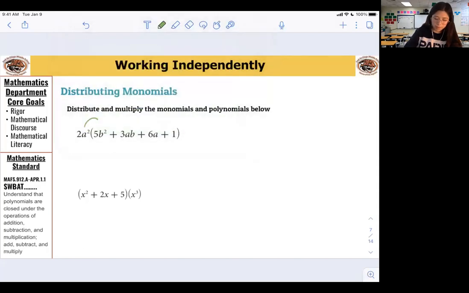let's do it step by step. 2a squared times 5b squared. Multiplying the coefficients, what do I get? 10 AB. So I get 10 as the coefficient, and then a to the power of 3, 4. No, yeah, 3. What? No, 4. No, it's 2 because there's no B, there's no A yet.